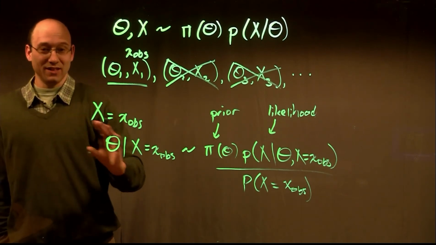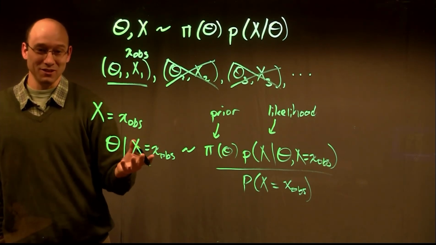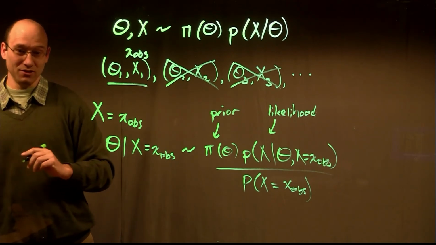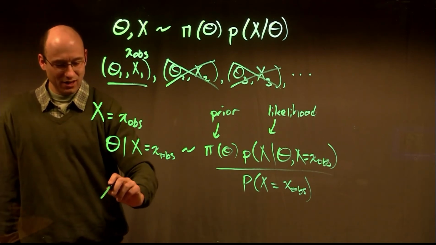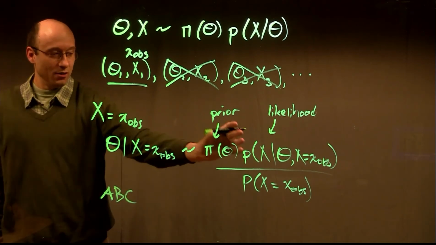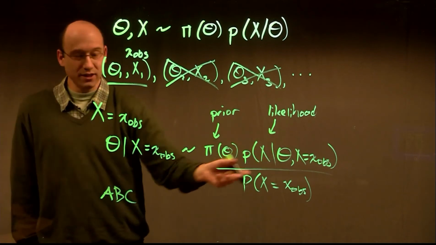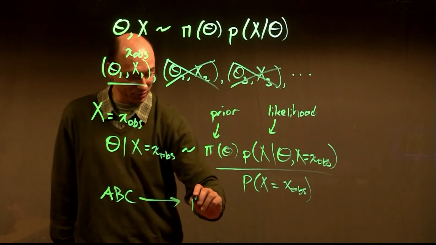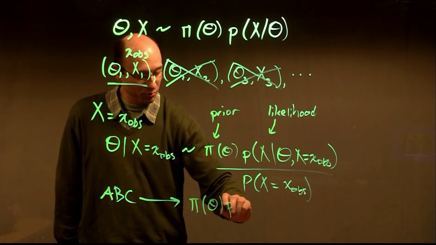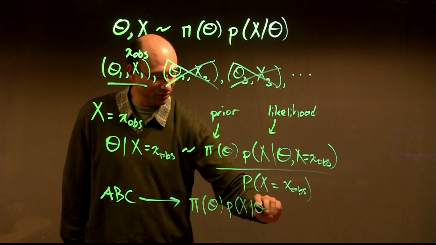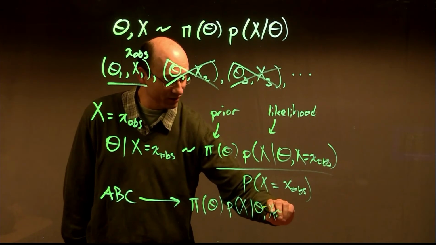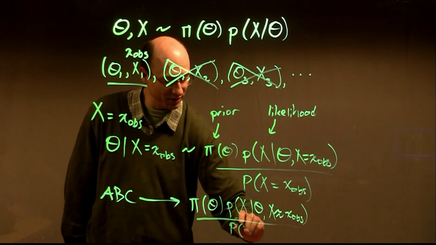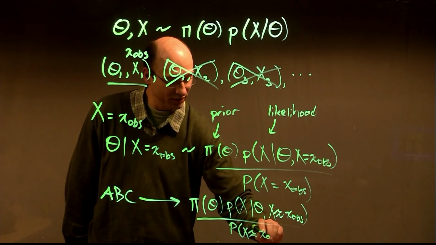We could call this an exact Bayesian computation, or EBC if you want. That's not a thing, but it's in contrast to ABC, which is approximate Bayesian computation. What is that? Approximate Bayesian computation basically takes this idea and simply replaces all the equals by approximations. And so ABC means that we simply have pi theta, the probability distribution of x conditional on theta, and x is approximately equal to x obs, divided by the probability that x is approximately equal to x obs.